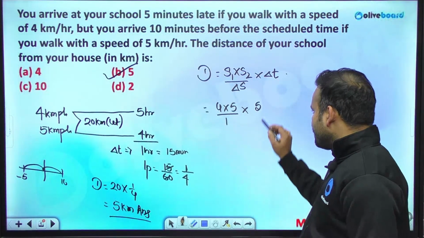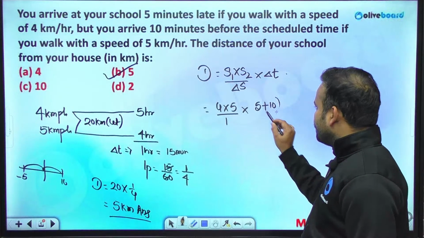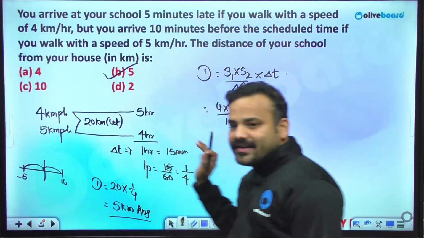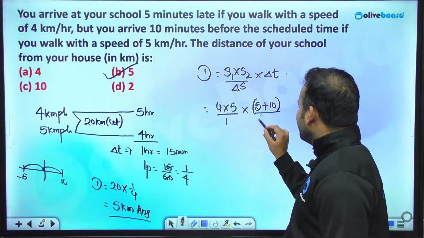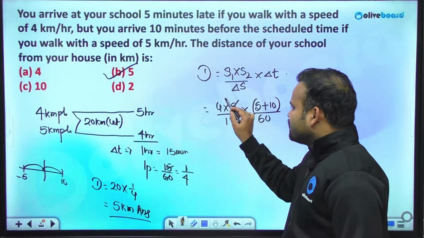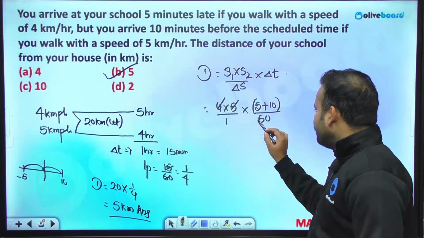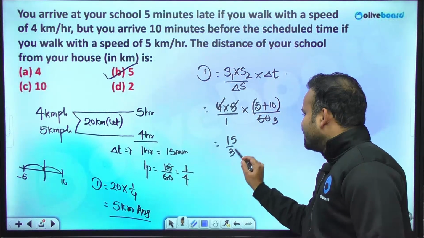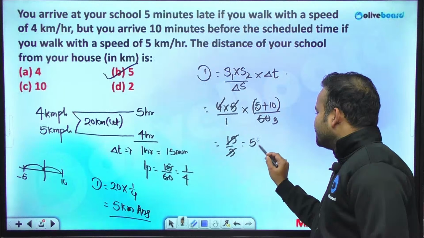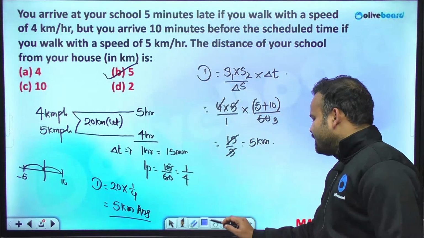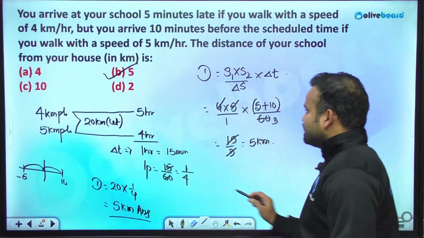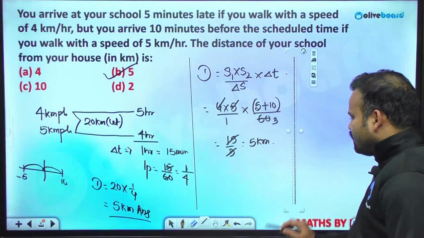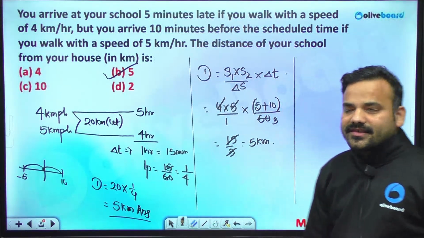So this will add up, because on the number line, 5 minutes late is on the left hand side, and 10 minutes early is on the right hand side. And this is in minutes, so convert this into hours. 5 times 4 is 20. 20 times 3 will be 60. So this is 15 by 3. So 15 by 3 is what? 5 km. We can just say the distance between both the places will be 5 kilometers.